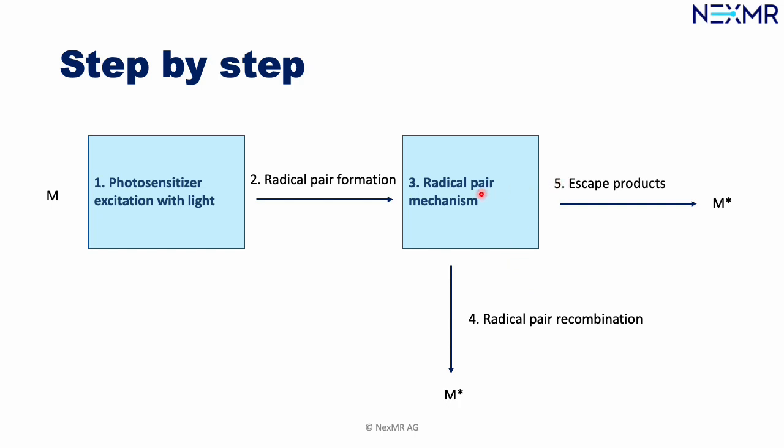And then the radical pair can recombine back to their ground state, so they're not radicals anymore. They become ground state molecules again, but they are hyperpolarized. Some of the radicals do not recombine directly. They become escape products, and they also contribute to building hyperpolarization.